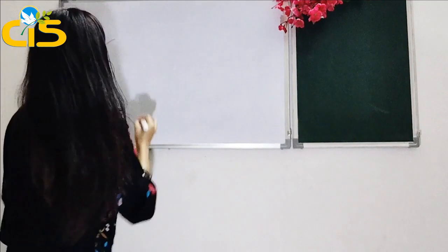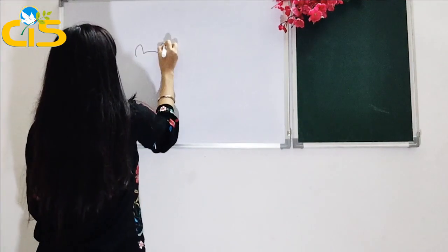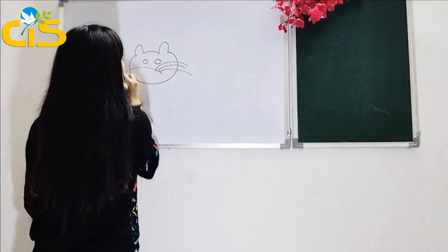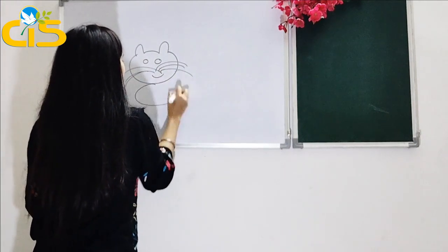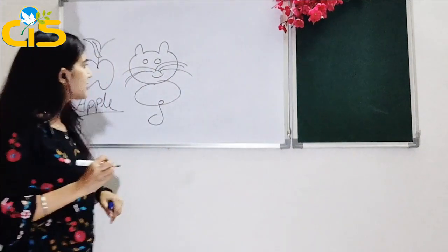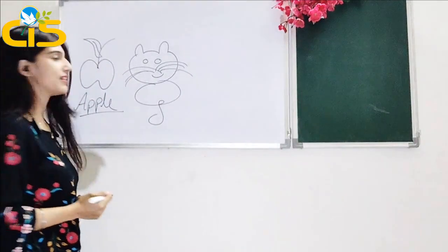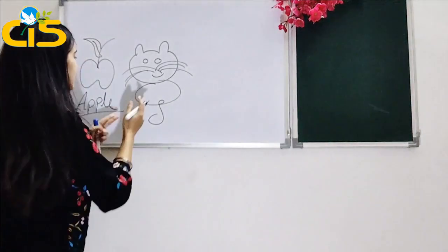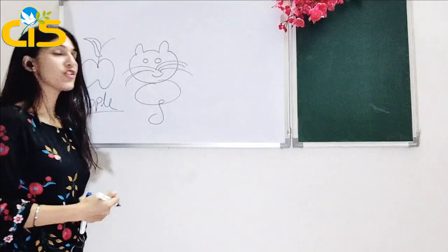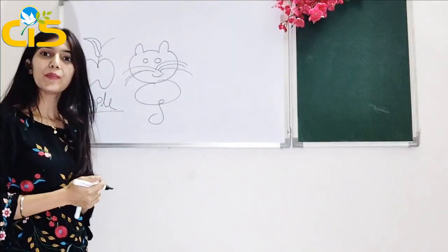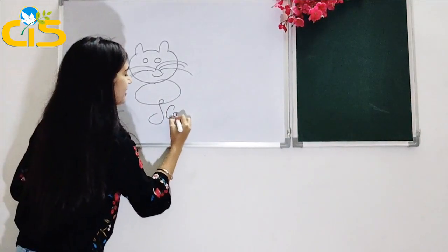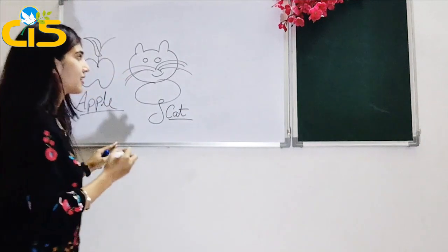Okay. Now, what is this? Who can tell me? Okay, you want a hint? So this is an animal. Which animal is this? Can you tell the name? Yeah, this is a cat. Okay, this is a cat.